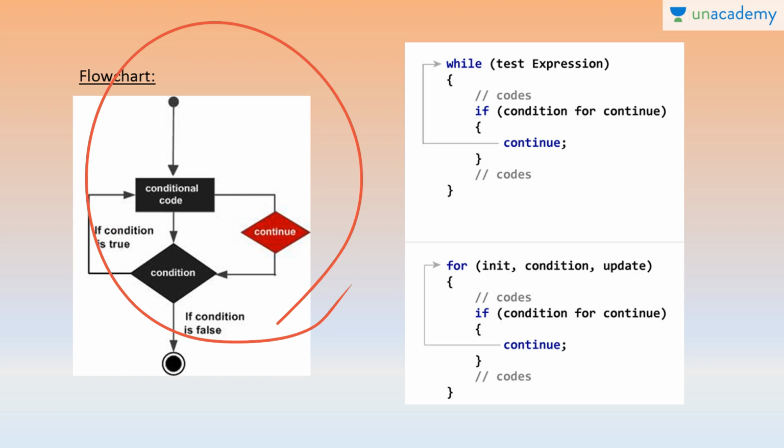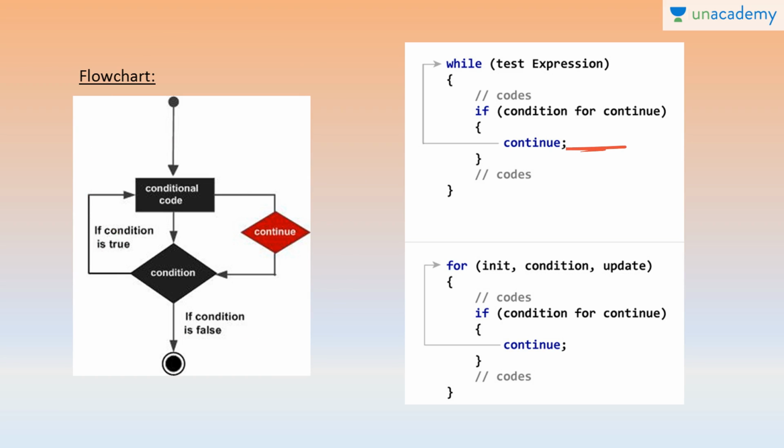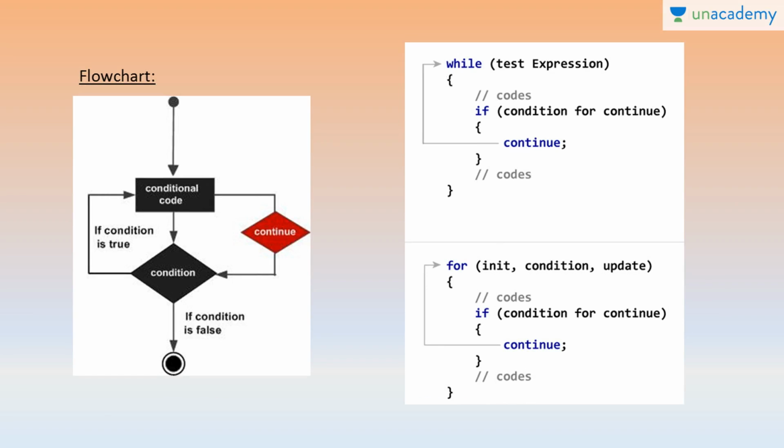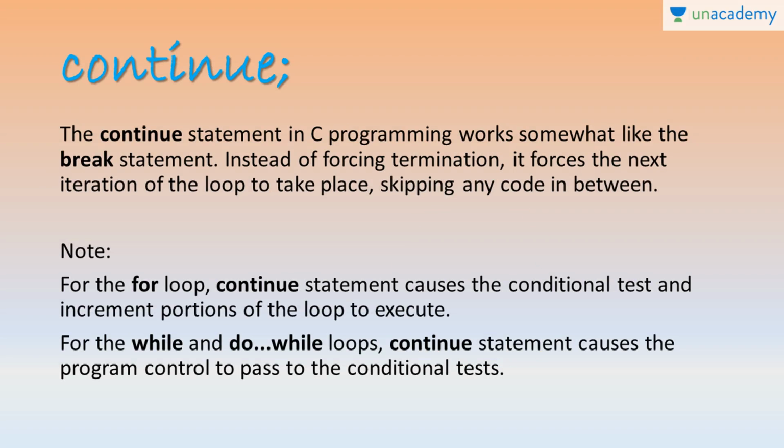So if continue is encountered in a while loop, as we saw here, control passes to the condition part. See, continue is encountered here, so it's going back to check the condition, because when continue is encountered, it skips the remaining part and goes back again to check the condition. But if continue is encountered in a for loop, it also skips the remaining part and just goes back to check the condition part and the increment portions of the loop to execute.